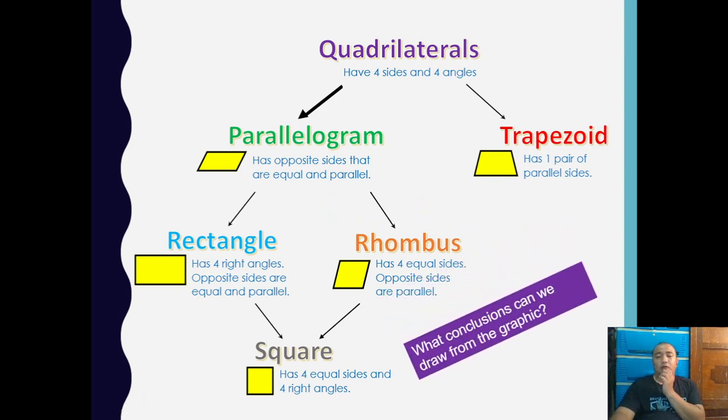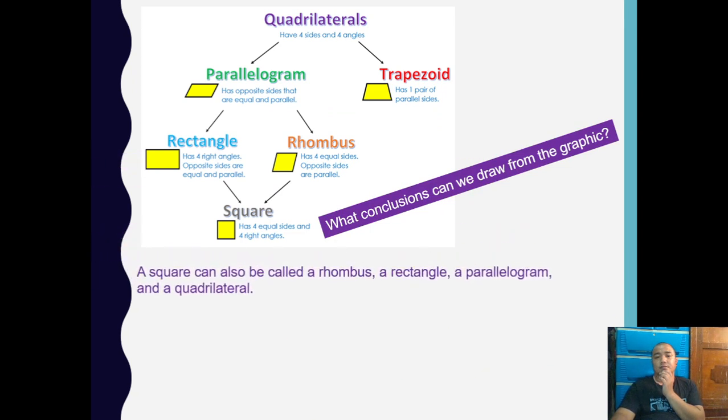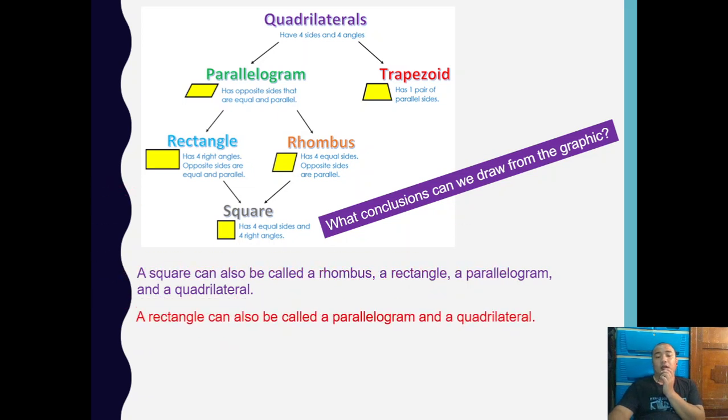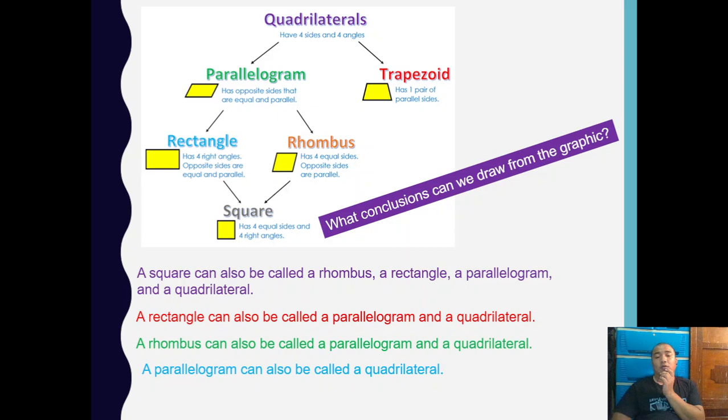What conclusions can we draw from the graphic? A square can also be called a rhombus, a rectangle, a parallelogram, and a quadrilateral. A rectangle can also be called a parallelogram and a quadrilateral. A rhombus can also be called a parallelogram and quadrilateral. A parallelogram can also be called a quadrilateral. Trapezoid is a quadrilateral. May mga conclusions. What can we draw from the graphic?